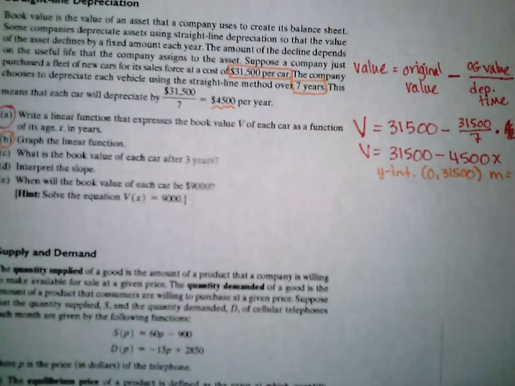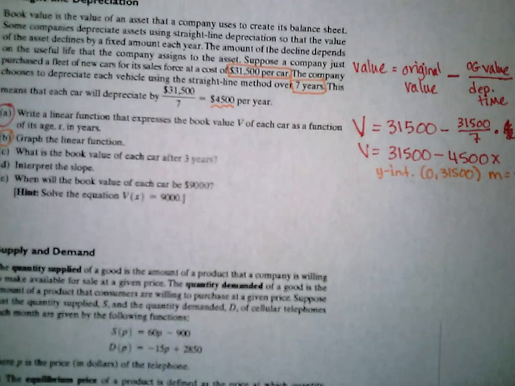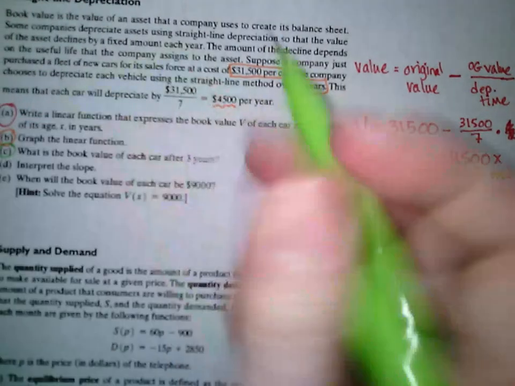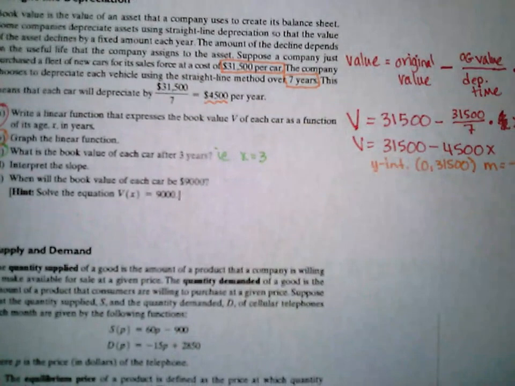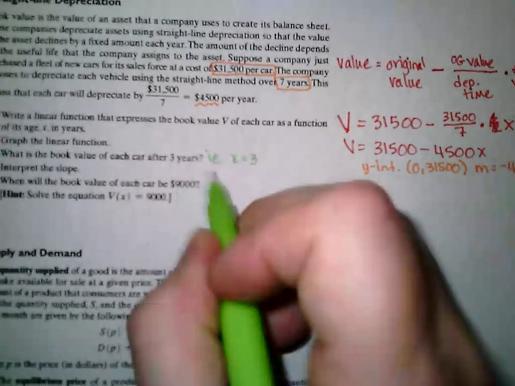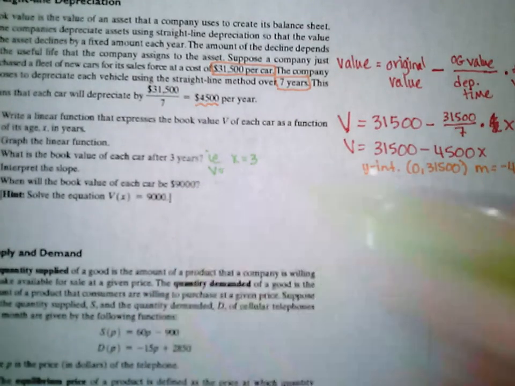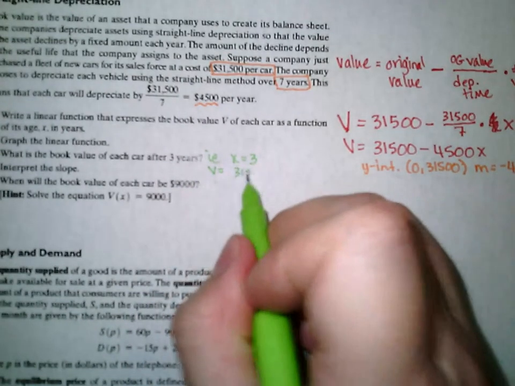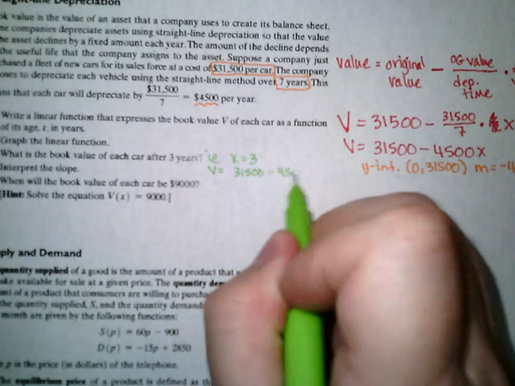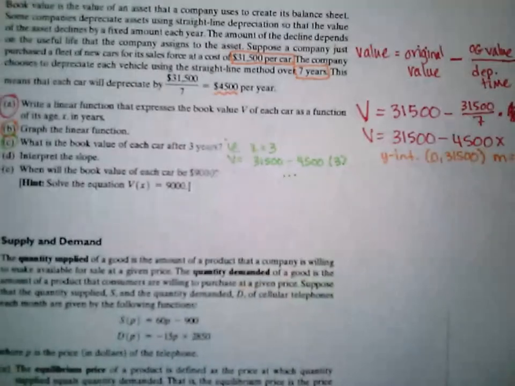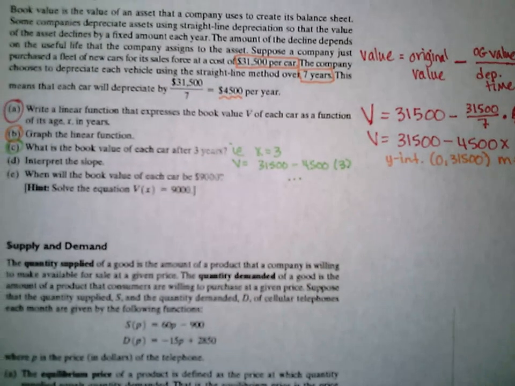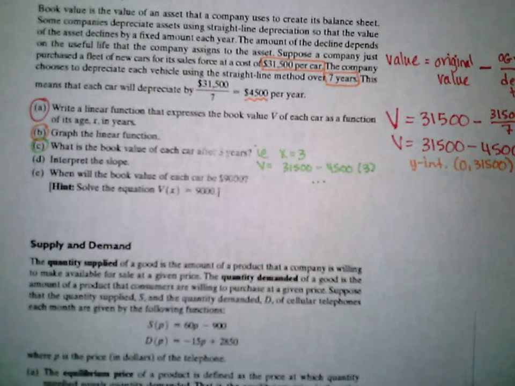What is the book value of each car after 3 years? After 3 years, that means x equals 3 in our model. So we would just sub in 3 for x. So the value would be 31,500 minus 4,500 times 3, whatever that would be. I know you know how to do that in your calculator, so I'm not going to take our time to do that.